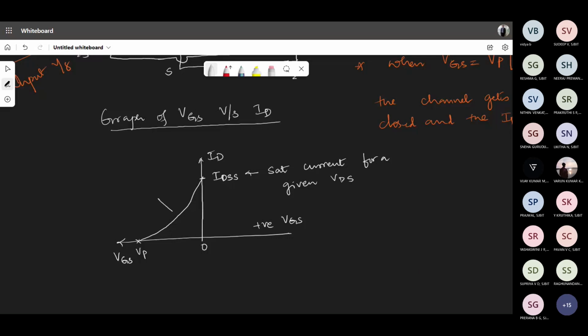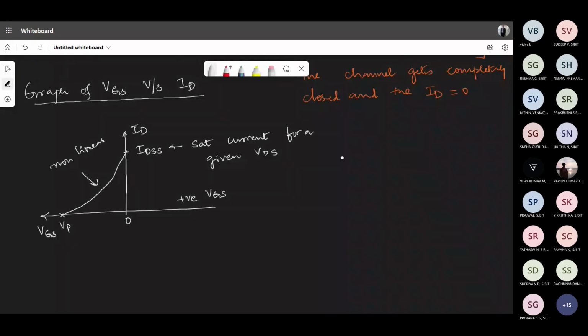And the curve is non-linear. You know the reason as to why. What is the reason behind non-linearity? It was told again in the laboratory. This is from the Shockley equation, which is the JFET current equation: ID equals IDSS into (1 minus VGS divided by VP) whole square. That is a square term, which is non-linear. Hence, the curve is also non-linear.